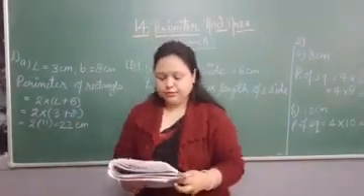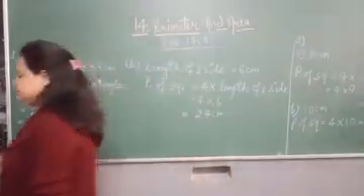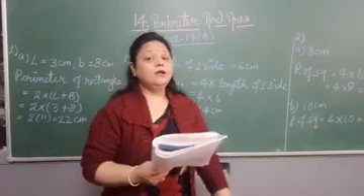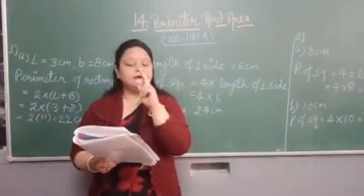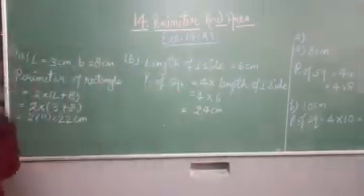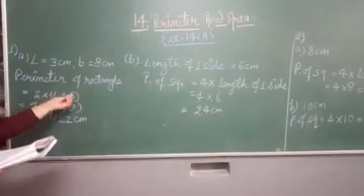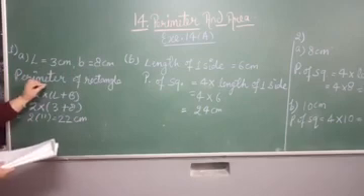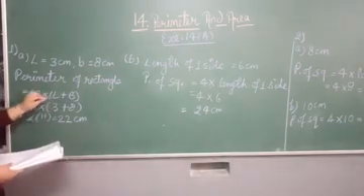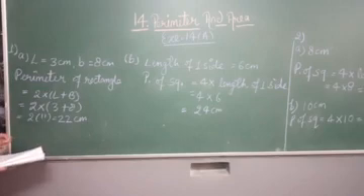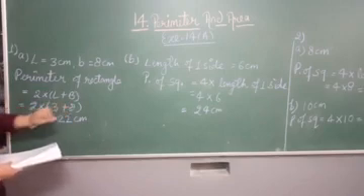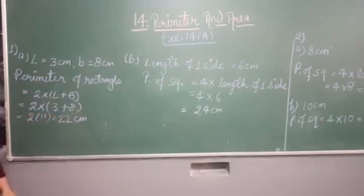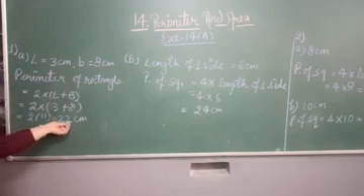So first question is find the perimeter of the following figures given below. In A, you can see a rectangle is given, whose length and breadth are given. To find the perimeter of rectangle, the formula is 2 into length plus breadth. Length is 3 cm, breadth is 8 cm. So equals to 2 into 3 plus 8, which is 22 centimeters. So perimeter of rectangle is 22 centimeters.